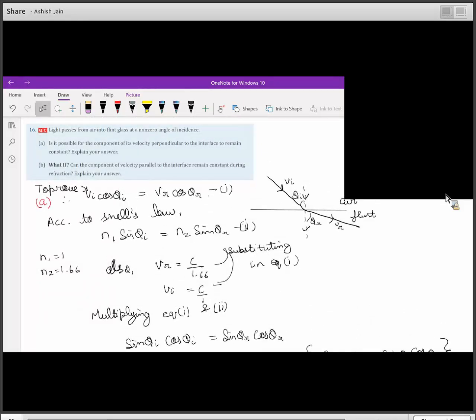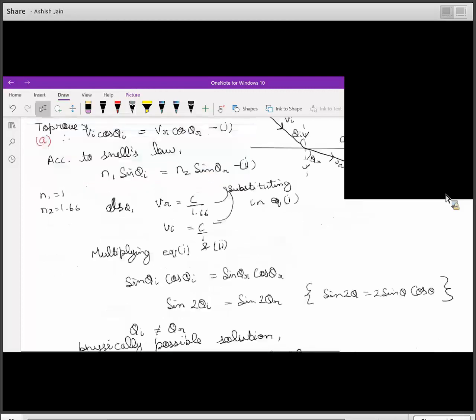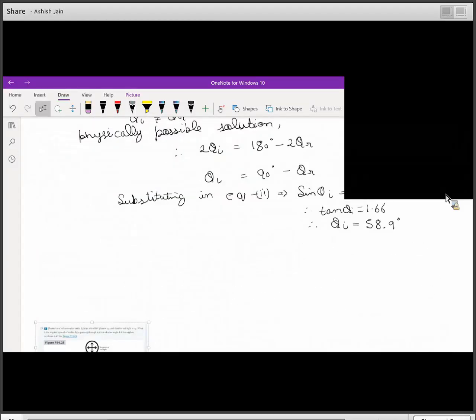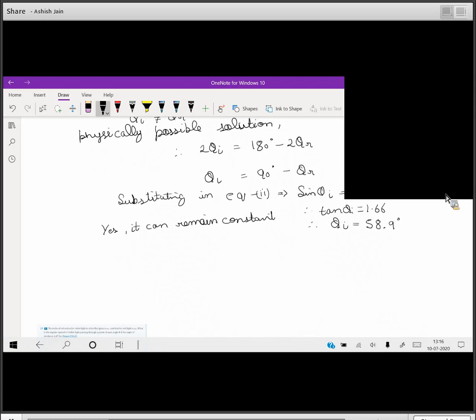So can the component of velocity parallel to the interface remain constant? So the answer to your first part is yes, it can remain constant if the angle of incidence is theta i. Okay. B part.